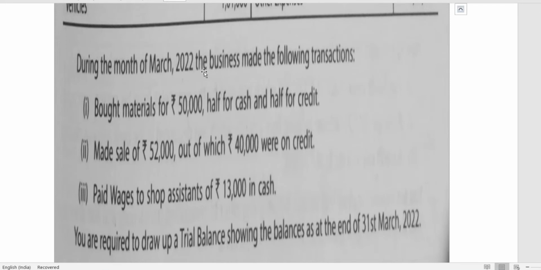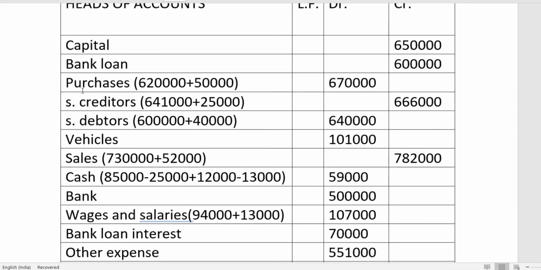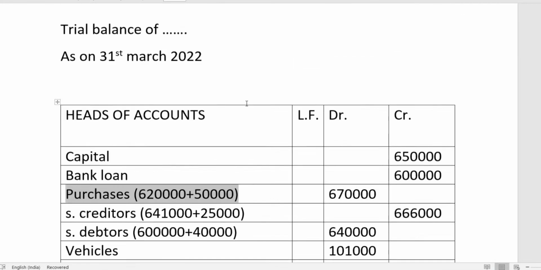During the month of March 22, the business made the following transaction: bought materials for 50,000, half for cash and half for credit. So what they are saying is that you have purchased 50,000 rupees of materials. So when you are purchasing 50,000 rupees of materials, in purchases you have to add 50,000. So I have done it here. See, in purchases I have added an extra 50,000, because this was given in the additional information.